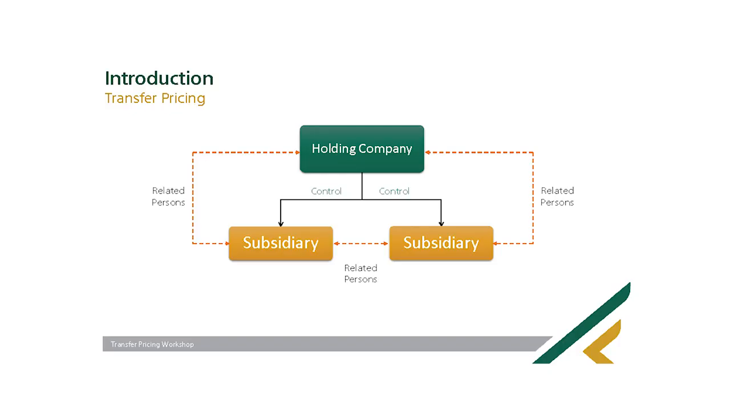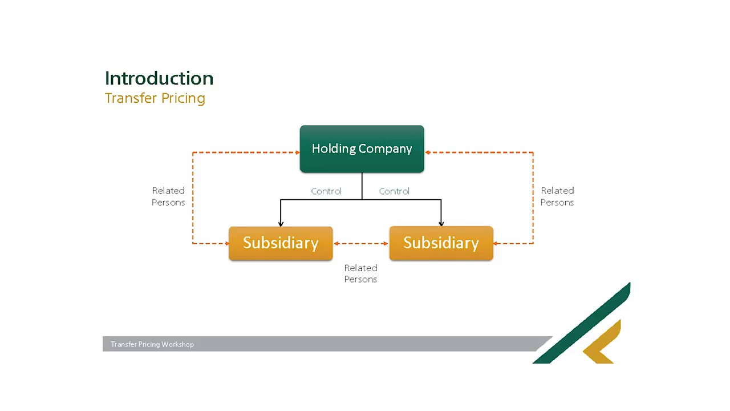Also, any transaction between subsidiaries is considered a related party transaction that needs to be measured based on the arm's length. Additionally, any transaction this subsidiary has with its own subsidiaries, which would be here, also falls within the scope of transfer pricing and must be done within the arm's length.